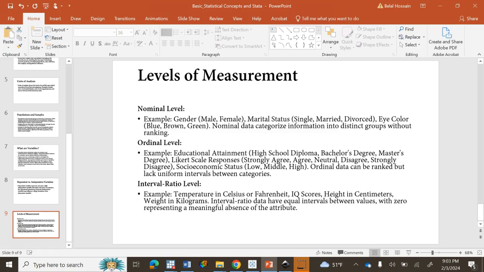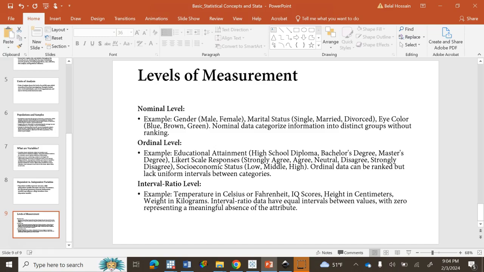The final is also called quantitative level, or interval ratio. Examples include temperature in Celsius or Fahrenheit, IQ scores, height in centimeters, weight in kilograms. Interval ratio data have equal intervals between values, with 0 representing a meaningful absence of the attribute. Equal intervals means, if I say temperature 5, then temperature 10 is just double of temperature 5.